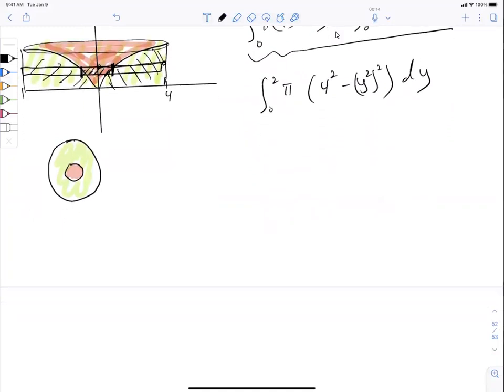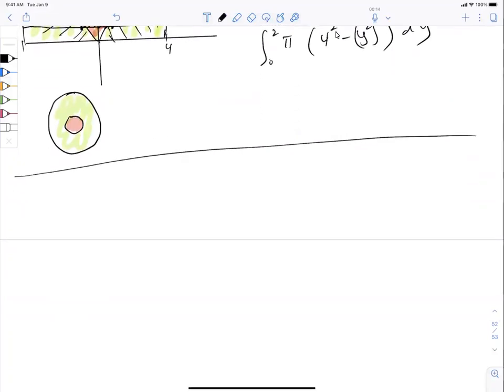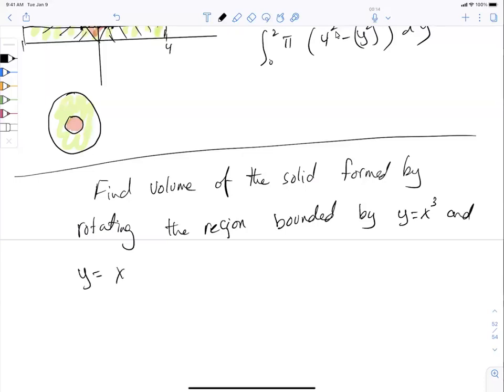Another example that I like is something like this, and let's go back to the same disk washer method, but let's make it a little bit more elaborate. So suppose I have: find the volume of the solid formed by rotating the region bounded by, let's just do y equal to x cubed and y equal to x, about the line x equal to -2.